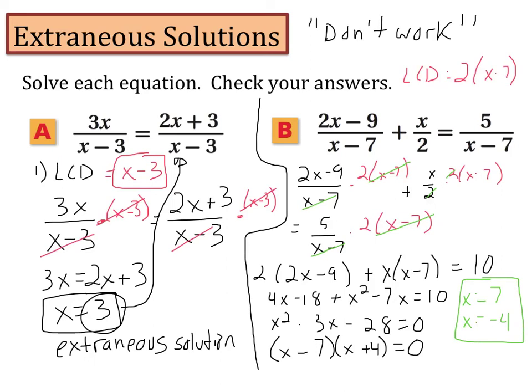Now we're checking to see which one of these works. Now we know that x cannot equal 7 because we plug 7 right there, we get 0 in our denominator. So 7 is an extraneous solution and negative 4 is our actual solution.